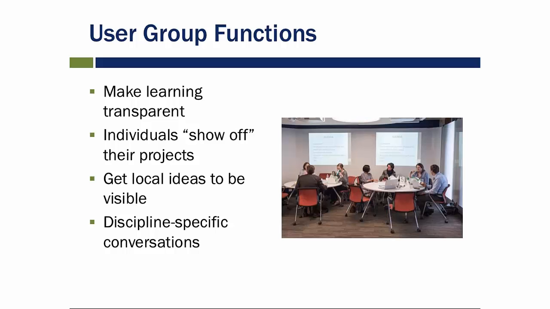In the picture, you see people meeting in our collaborative classroom, and you'll see Rosie's use of that in a little bit as well. A key aspect of the user group is that individuals get to show off their projects. They get to open up their databases and show it to the group. They are talking about their research and how NVivo fits into it, and people translate it to their own context. The focus is on getting local ideas to be visible and to start to have conversations that are very discipline specific, which is something that is much harder to do in a workshop setting.